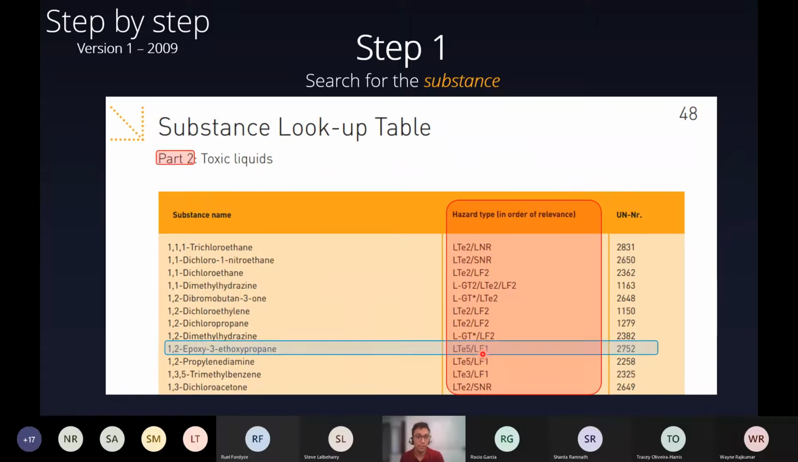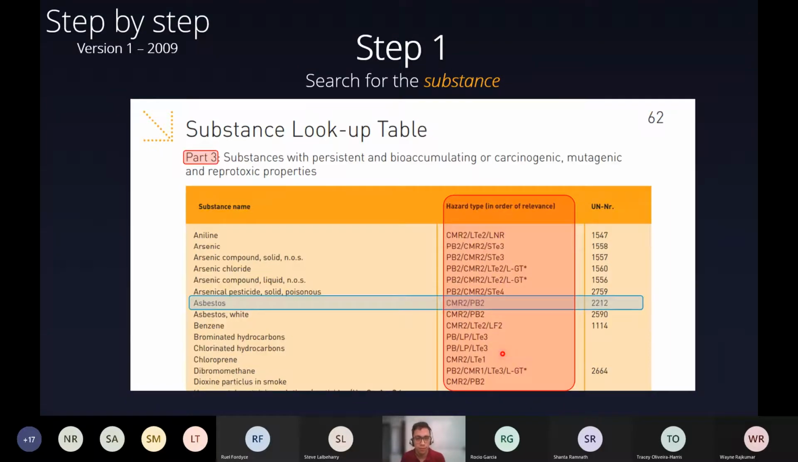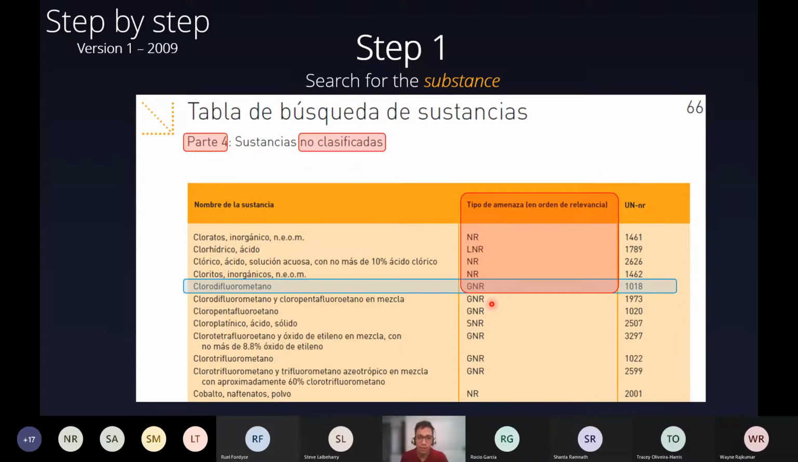For example, in part 2, toxic liquids, you have epoxy 3-ethoxypropane. You type down LTA5 and LF1. Those are the hazard types. For example, for part 3, which are substances with persistent bioaccumulating or carcinogenic, mutagenic, and toxic properties, let's say you have asbestos or mercury. You type down CMR2 and PB2. And after typing those, you go, okay, in part 4, there are no classified substances.